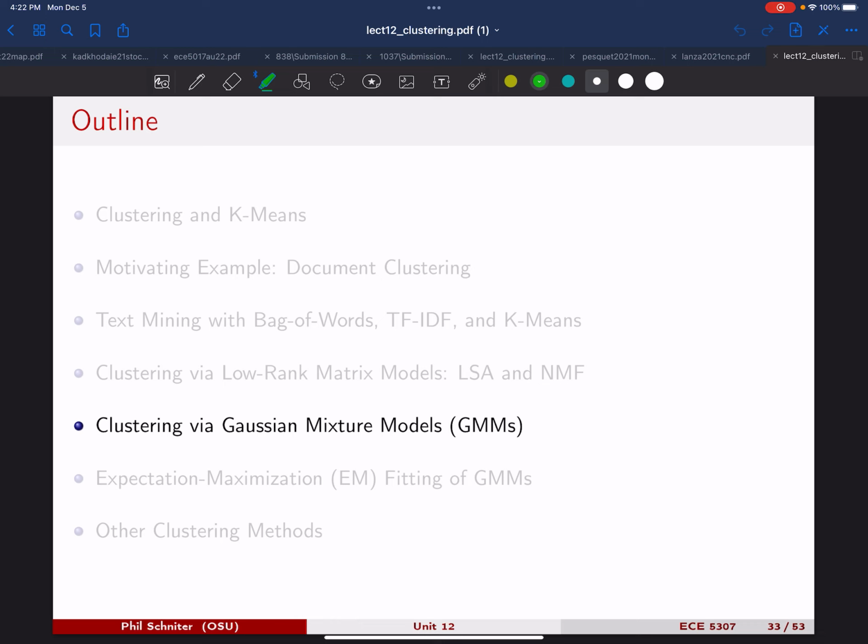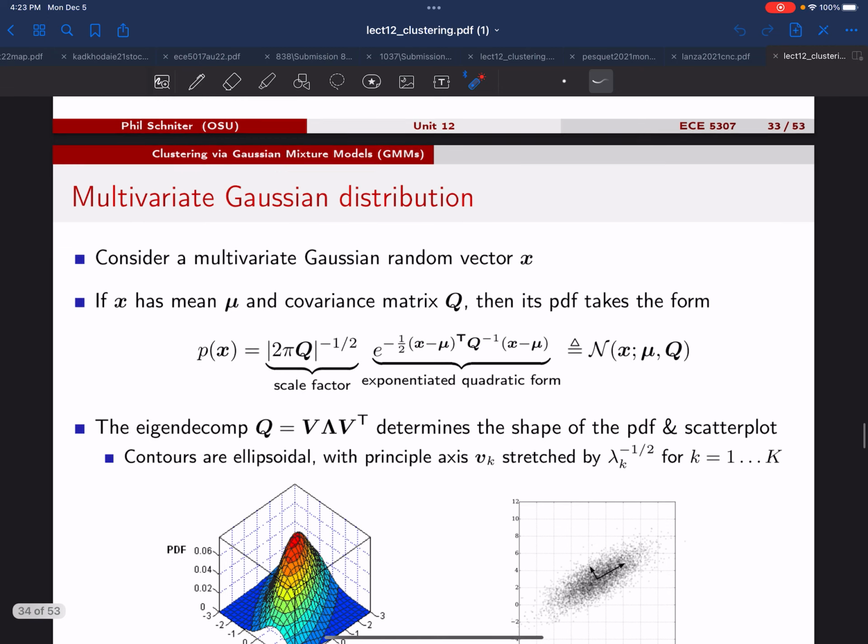Anyway, we're gonna cover the very last topic today for the course, which is going to be a different approach to clustering than k-means, which is based on something called Gaussian mixture models. And to fit those models, we're going to learn about expectation maximization. And then finally, we will compare this to k-means on a new problem. All right, so let's start at the beginning.